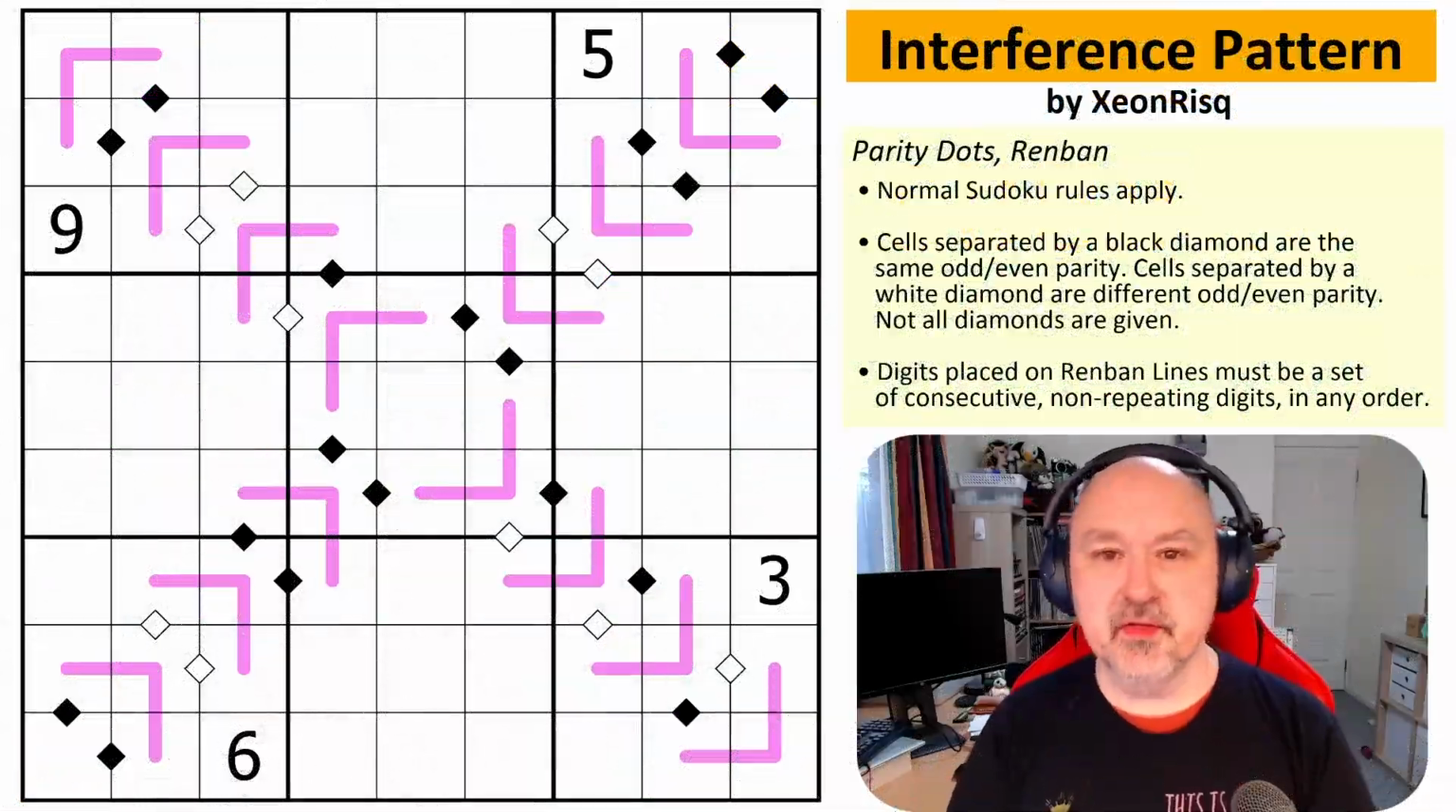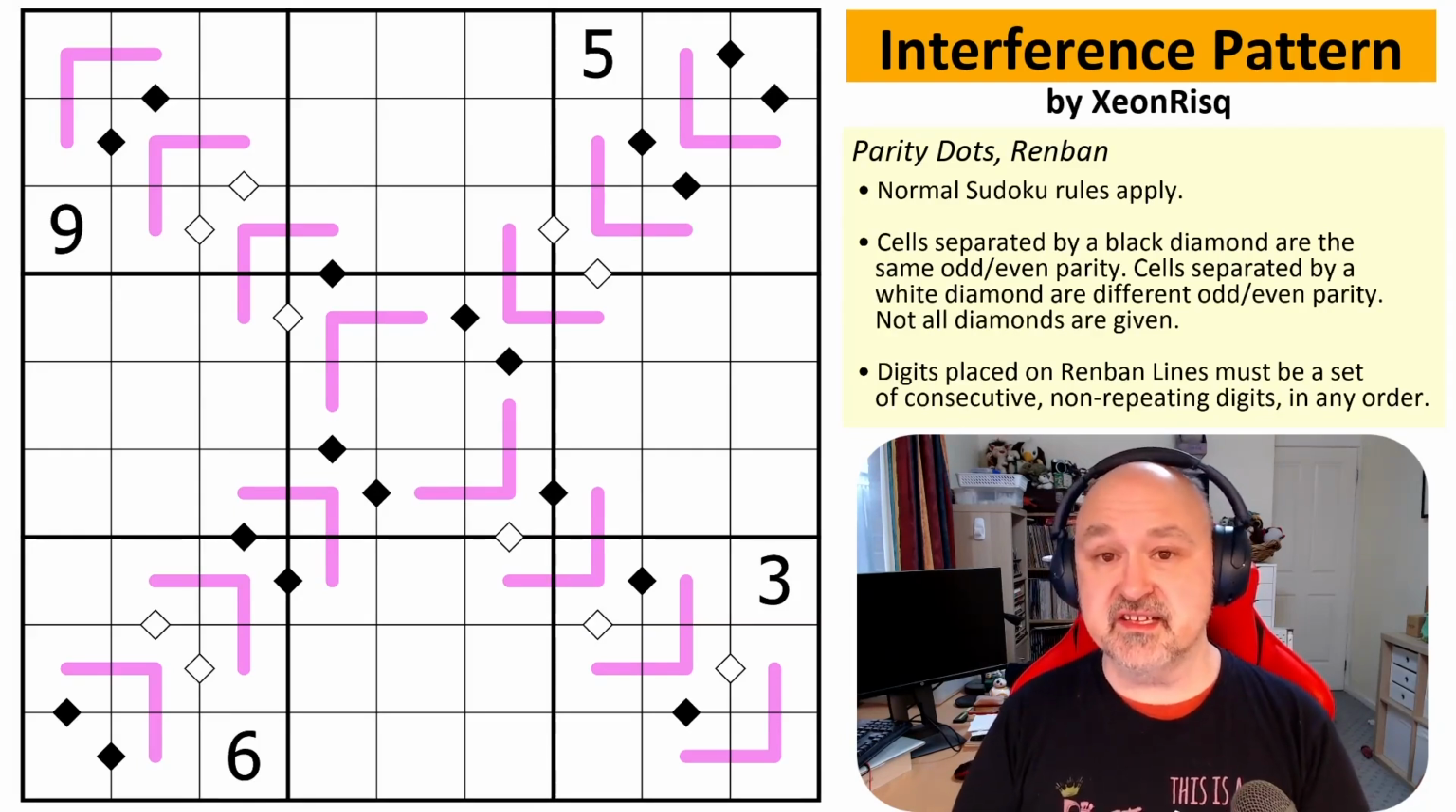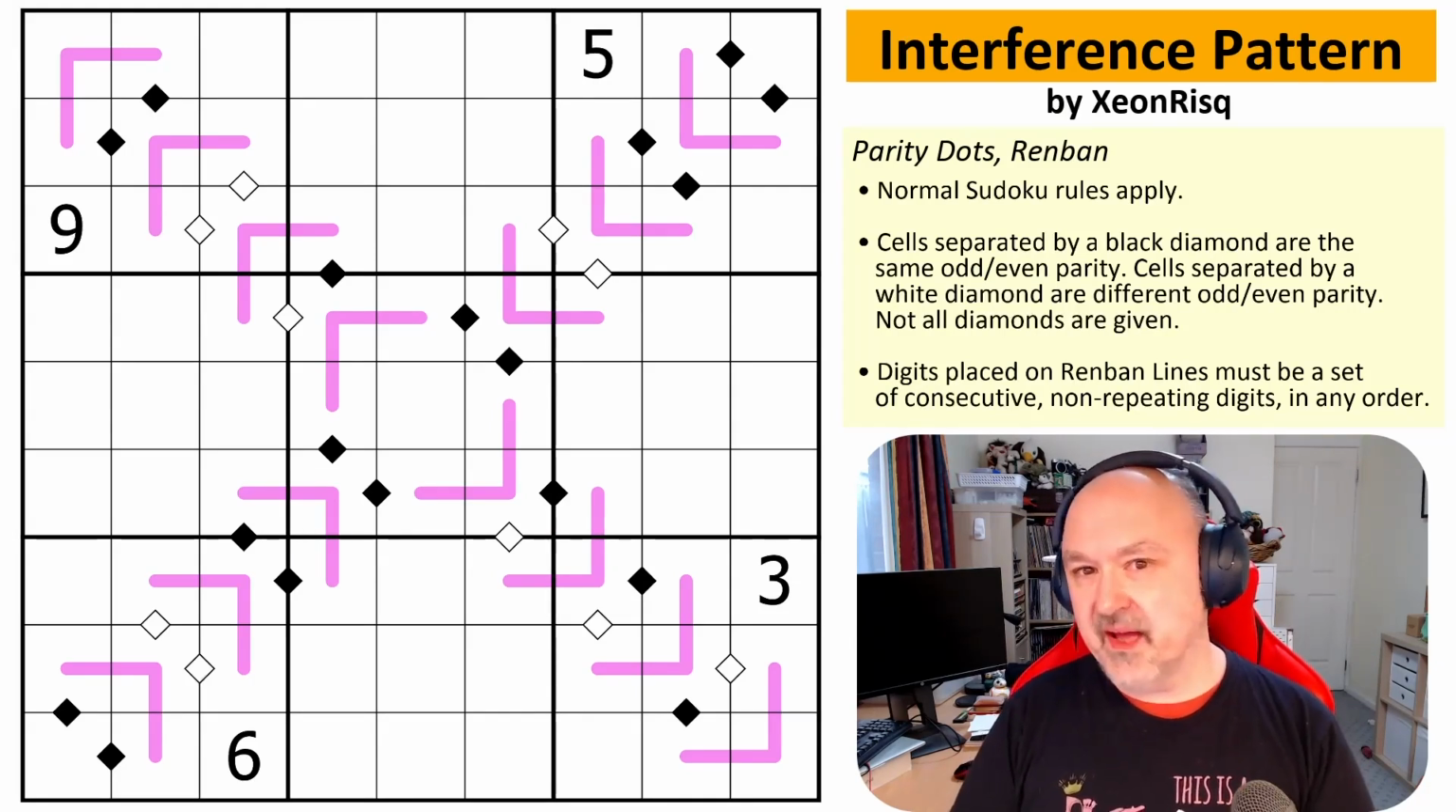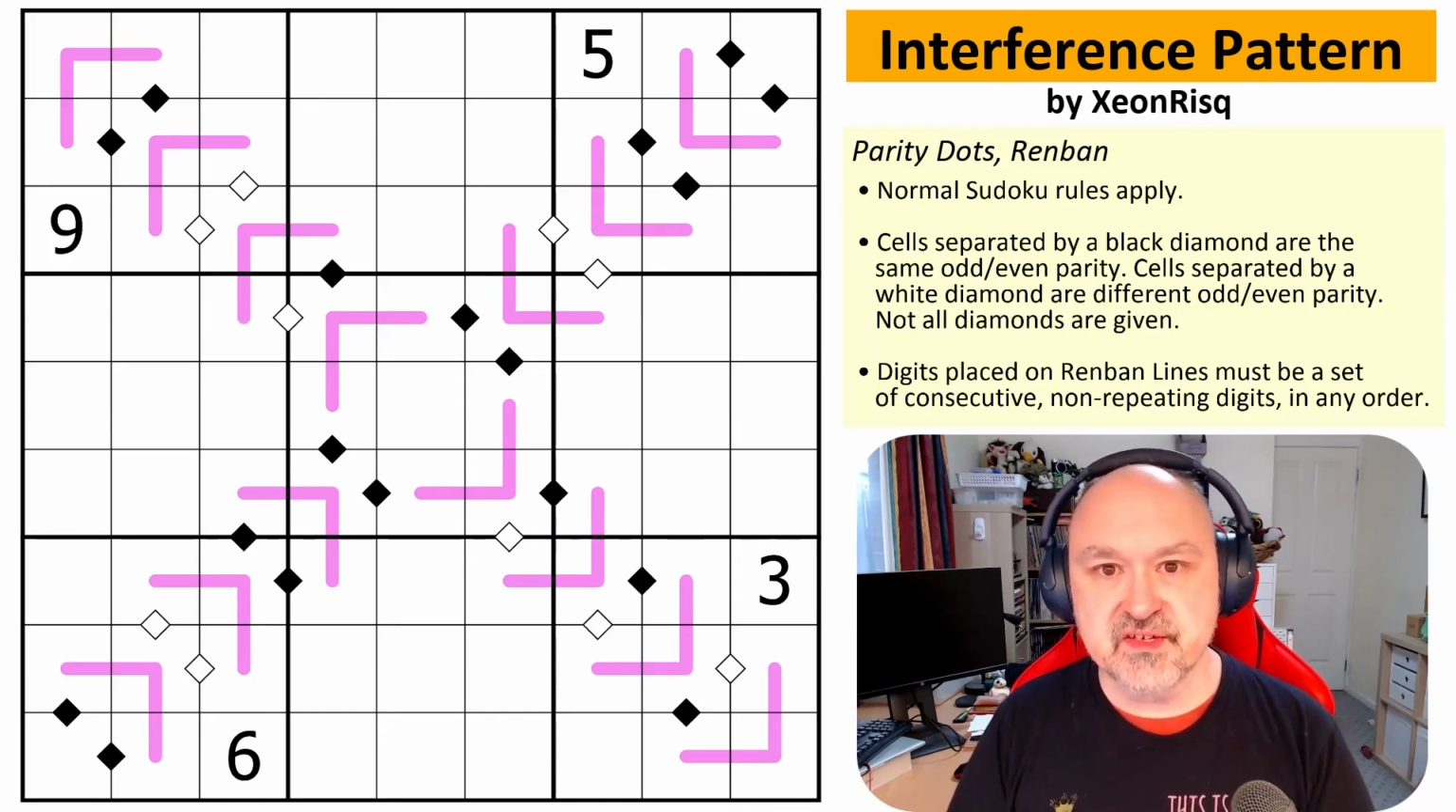Good afternoon, everyone. This is Bremster, and today I'm coming to you with a puzzle that I've deliberately chosen because the Polarizing Sudoku Pack was released yesterday. This is a puzzle by XeonRisq called Interference Pattern, and he came up with it just a day before the pack was released, so well too late to get it into the pack. And this features one of the constraints that we kind of debuted in the pack, but it wasn't our creation. This is a constraint that came from a puzzle by Maff.